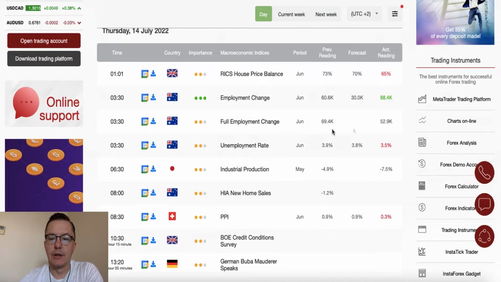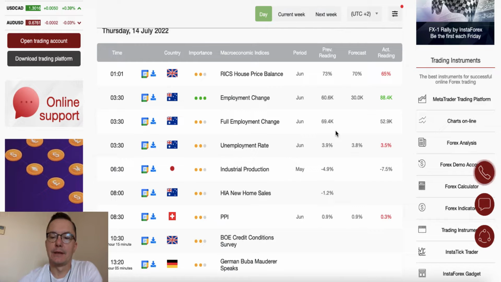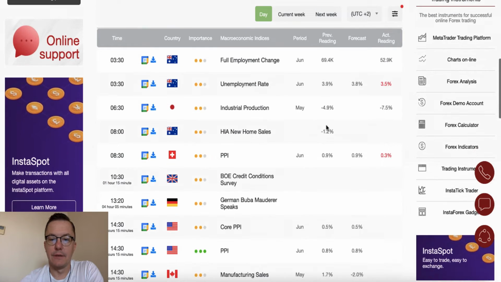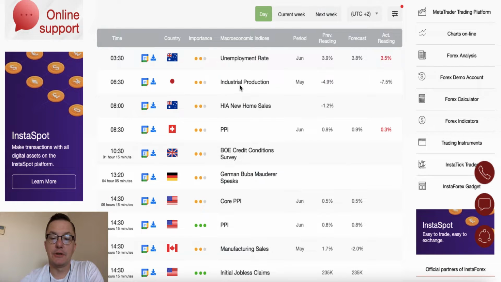Full employment change down to 52,000 from 69,400. Unemployment rate in Australia drops down to 3.5% versus 3.8% expected and 3.9% the last reading. So it looks like the job market in Australia is right now in a good condition, or at least better conditions. Industrial production in Japan down minus 7.5% for the month of May.